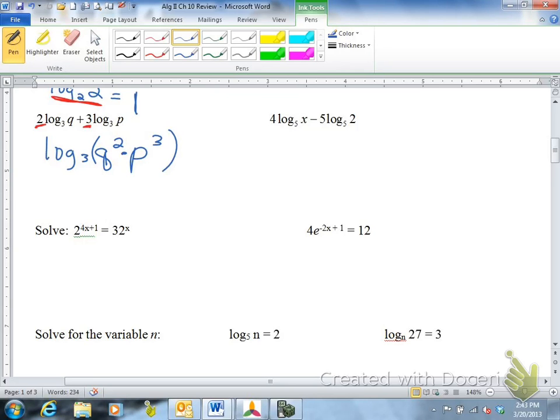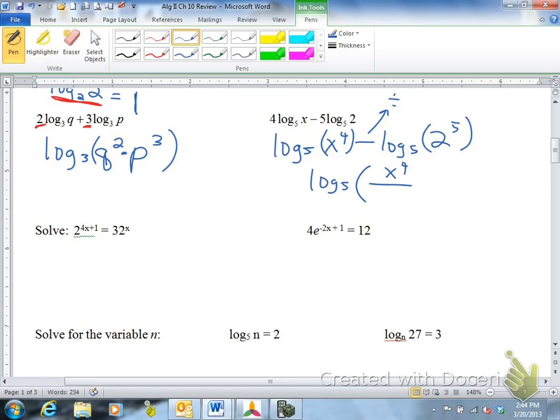You usually use these properties to solve equations. So it's good to know these properties. And then this one you'd have log base 5 of x to the 4th minus log base 5 of 2 to the 5th. And the difference you can condense to be a quotient. So this difference is going to become a divide. So you have log base 5 x to the 4th divided by 2 to the 5th. 2 to the 5th is 32.